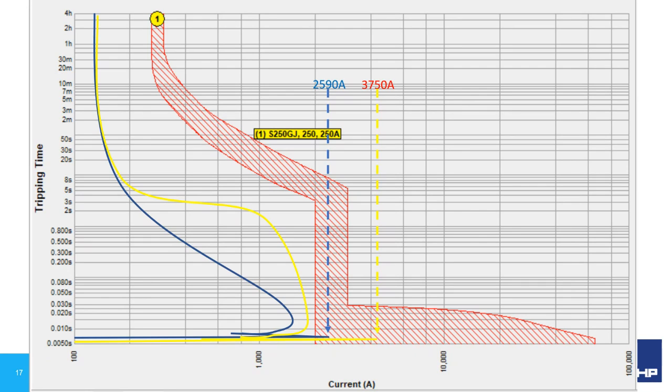Now, the moment of inertia is the quantity of energy required to move a mass from a standstill to a point where it develops torque against its own mass to allow angular or rotational acceleration. That's the definition. And you can see here the inrush of the IE2 motor, 2,590 amps on a 185 amp motor. The IE3 motor, 3,750 amps. And it clearly goes over that vertical section of the red time current graph, and that is the instantaneous trip point of that 250 amp circuit breaker.